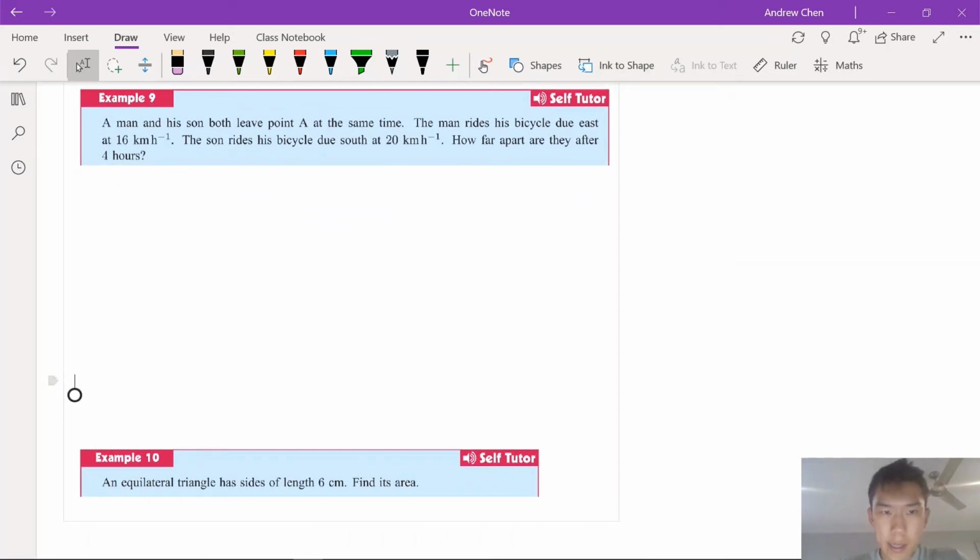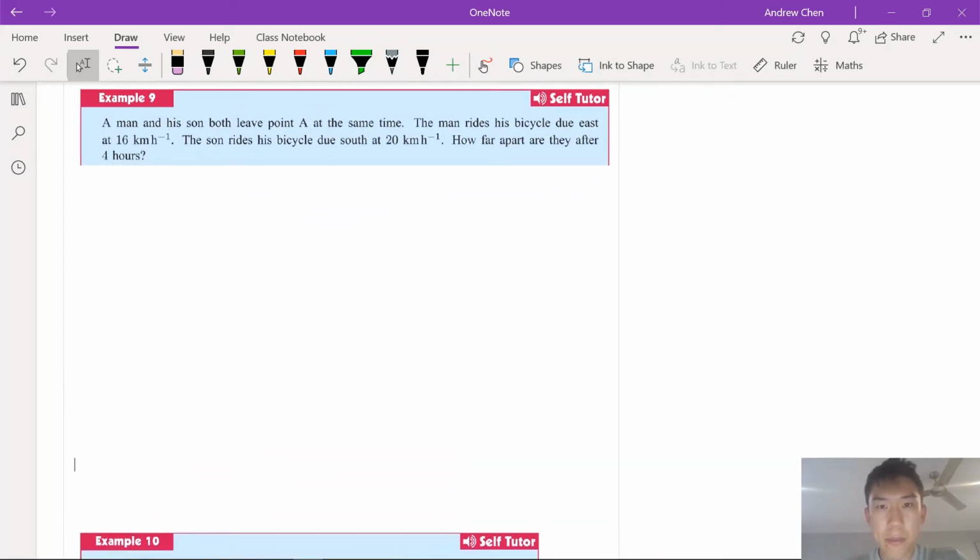A man and his son both leave point A at the same time. The man rides his bicycle due east at 16 kilometers an hour. The son rides his bicycle due south at 20 kilometers an hour. How far are they apart after 4 hours? A few things going on here, but we have a person riding east and the other riding south.